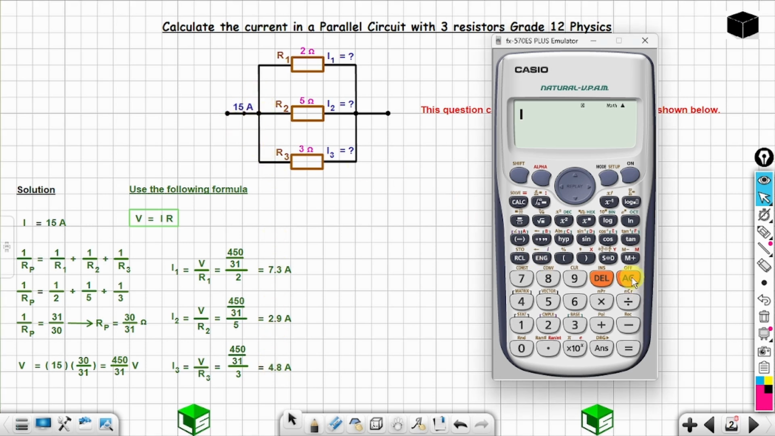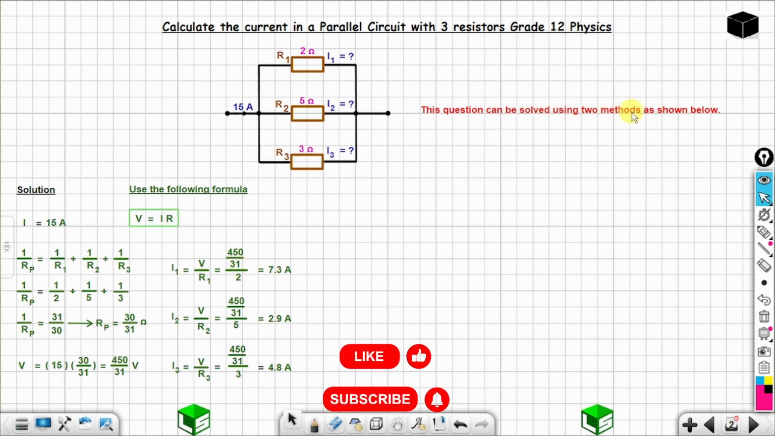Let's check: 7.3 plus 2.9 plus 4.8 gives you 15 amperes. The 15 amperes split: part of the current flows on this branch, another part flows on this branch, another part flows on this branch. They join at this point, and then you have 15 amperes again. So we are done with one method.